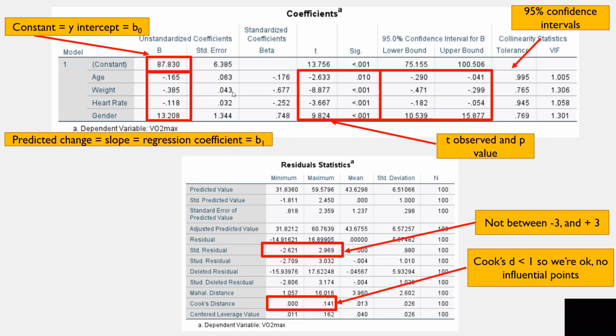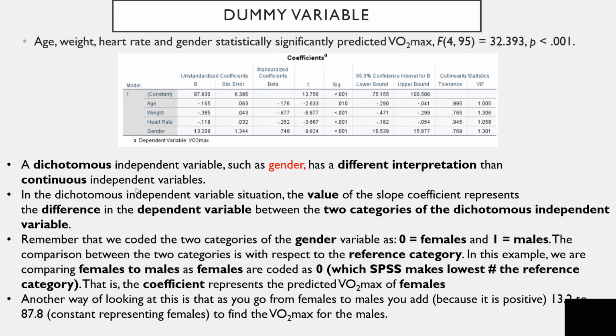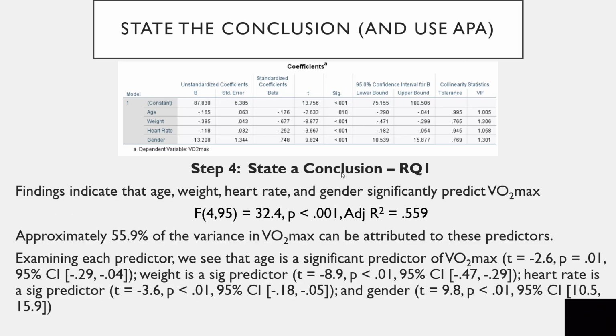Before I even start interpreting all these, I want to make sure everything is significant, which it is here. Here are my confidence intervals, here are my t-statistics. Our residuals are fine, and our Cook's D is fine. So I just went through the interpretation, and again about the dummy variable. So for every unit increase, we go from 0 females to 1 males, we add. And so here I'm going to state the conclusion.